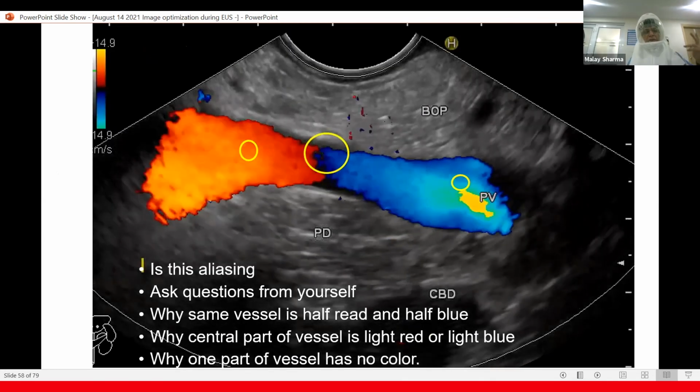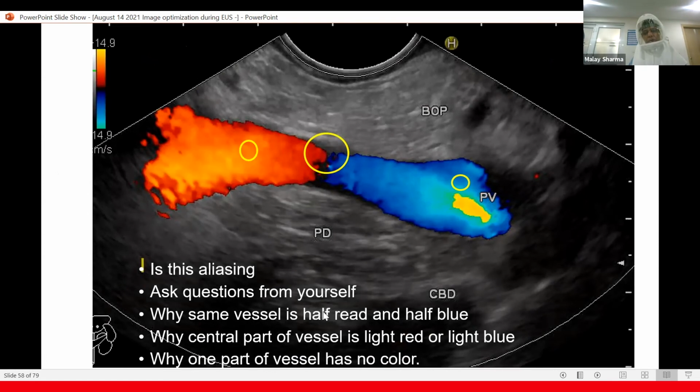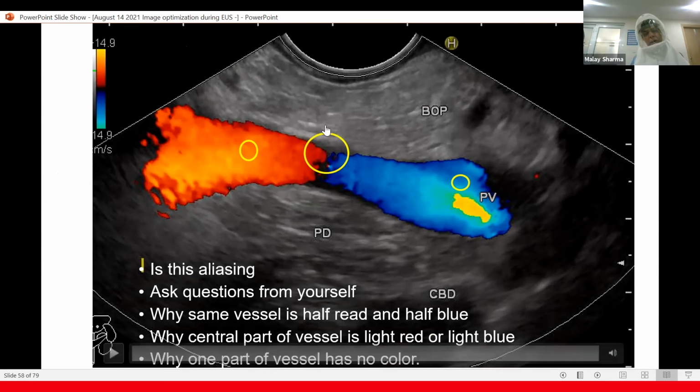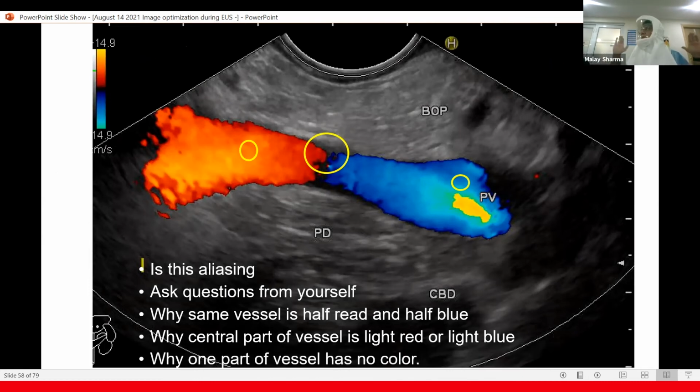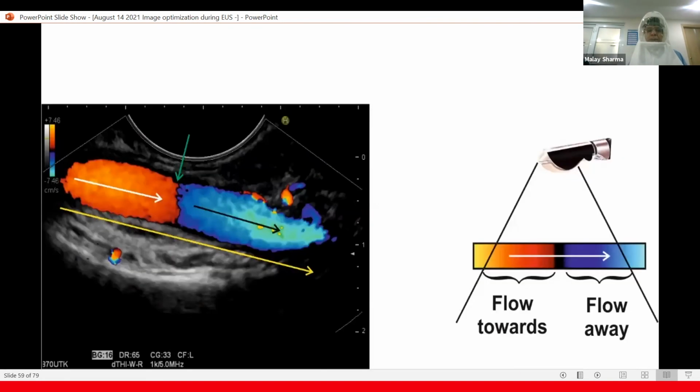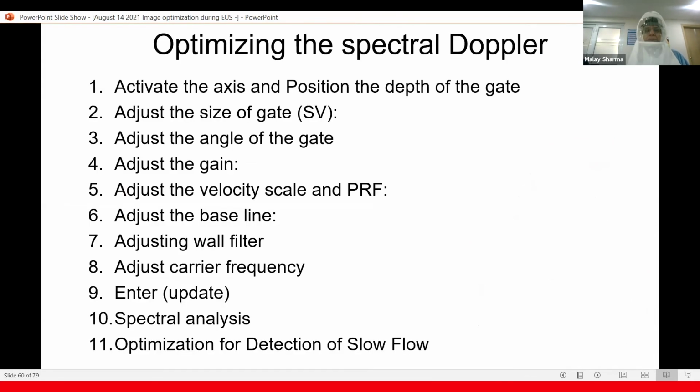This is the area where we see no aliasing. We see aliasing here. And this is the transition zone. The same vessel, half red, half blue. Why? Because in the central part, the direction of blood flow is changing. Same as in the example of aorta, flow towards, flow away, but the direction is changing. And in between the maximum red and maximum blue, you will see a black line. You will not see it when there is aliasing.